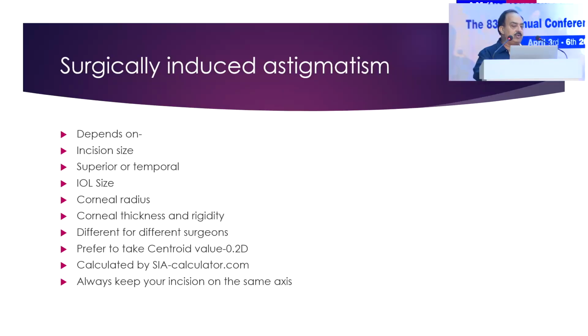So what is a centroid value? Centroid value is basically a two-dimensional average of the magnitude and the direction. That is calculated by siacalculator.com. And then very important is that always keep your incision on the same axis. Like, as a left-handed surgeon, I always keep it on 165 degrees. A right-handed surgeon can keep it on 10 or 15 degrees. That is up to you, but this you should always ensure.